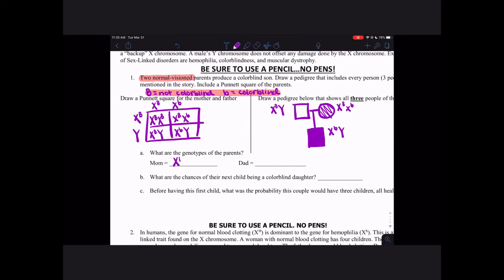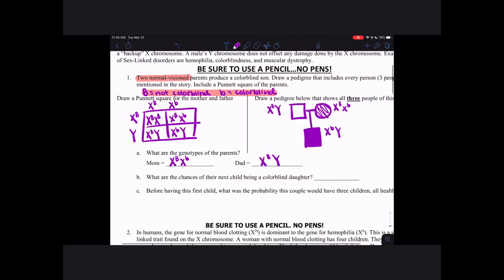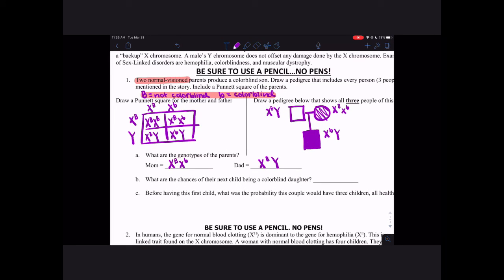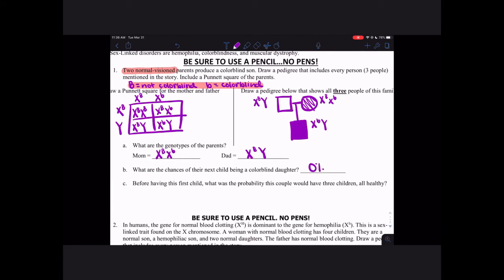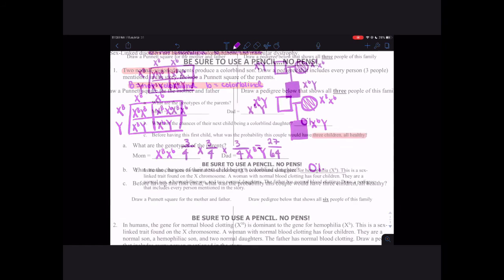Okay, so we already know the genotypes of the parents are X capital B, X lowercase b for the mom, and the dad's genotype is X capital B, Y. Next question: what are the chances of their next child being a colorblind daughter? If we go back and look at the Punnett square, we can see that there's a 0% chance of their next child being a colorblind daughter. Their child could be a carrier of the colorblind disease, but it's impossible for them to have a colorblind daughter.